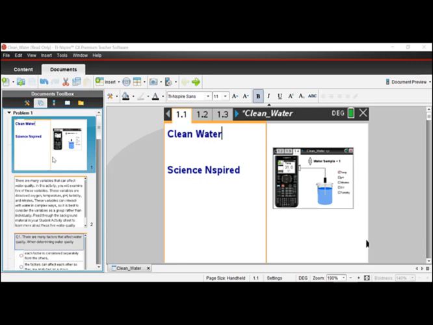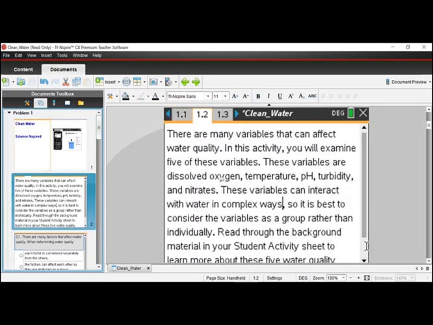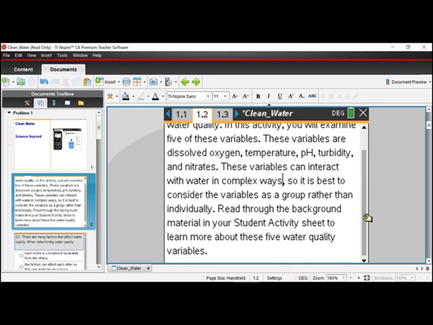Okay, so I have the file Clean Water opened up in the TI-Nspire CX Premium software. You can use it in the computer software, or you can use this file in any of the science-inspired files in the TI-Nspire CX or CX2 graphing calculator. Either one's fine. All right, page 1.2, we talked a little bit about this already, about the different variables that can affect water quality. We're going to look at 5 variables: DO, temp, pH, turbidity, and nitrates, but the reality is there are a bunch of other variables we could look at. We're just going to focus on those 5 today.